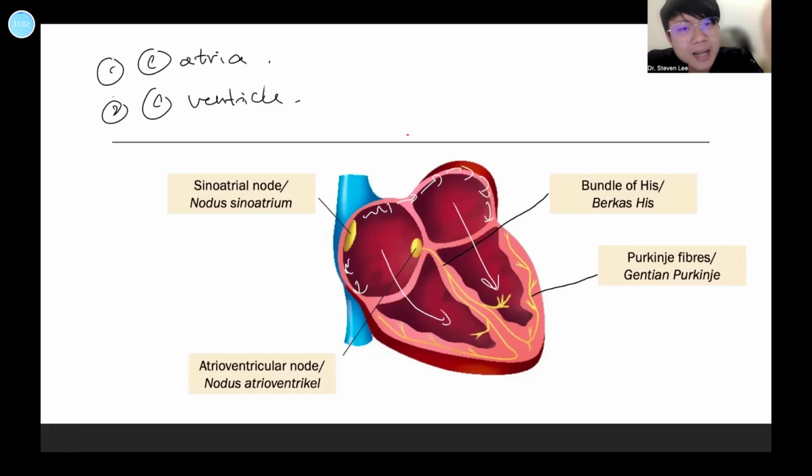I repeat, the SA node will produce the electric impulse. Then the electric impulse will spread to the wall of the atria. Then the atria will contract, and the blood will flow to the ventricle. This is the first step, which is what I meant over here, contraction of the atria. Easy. So what is the second step?